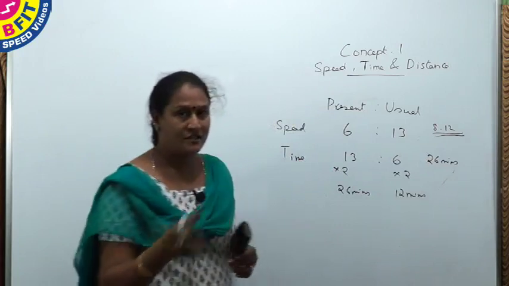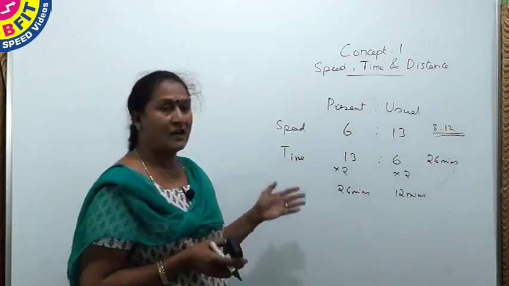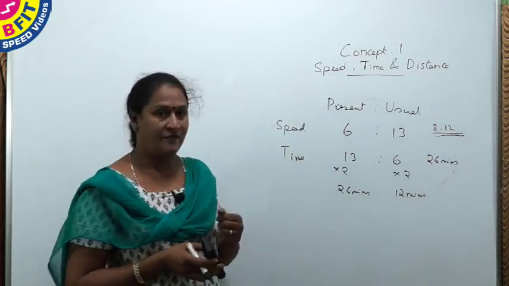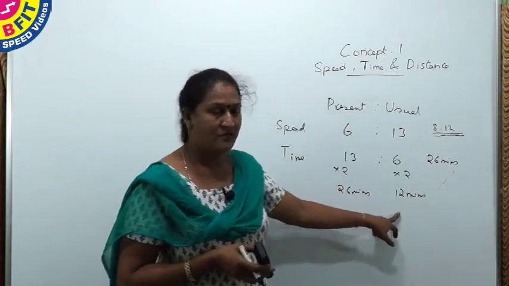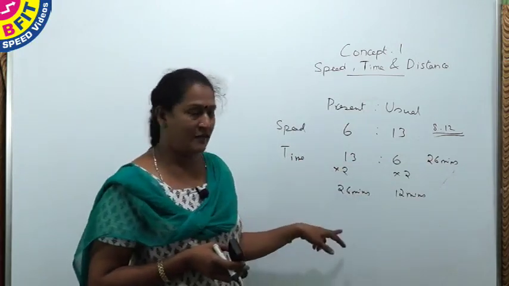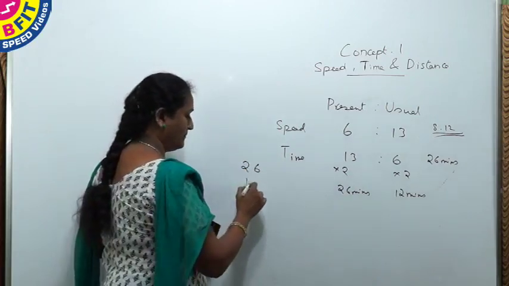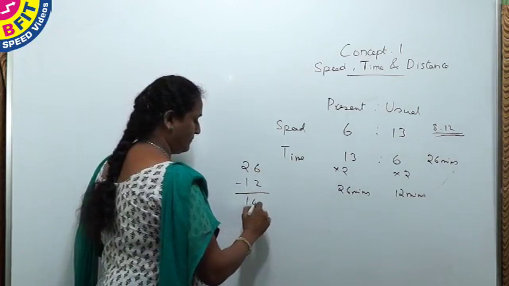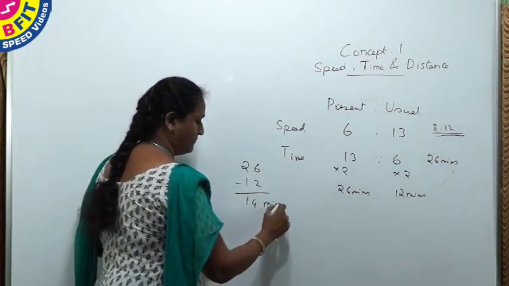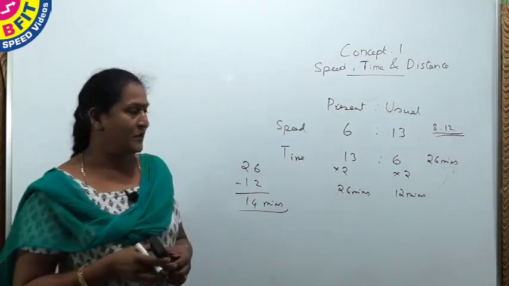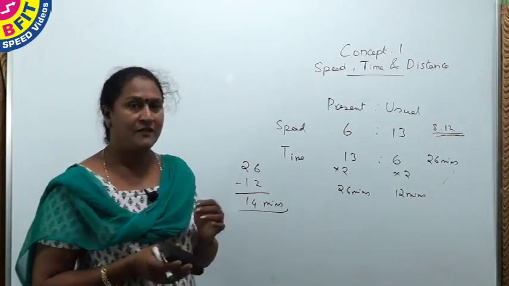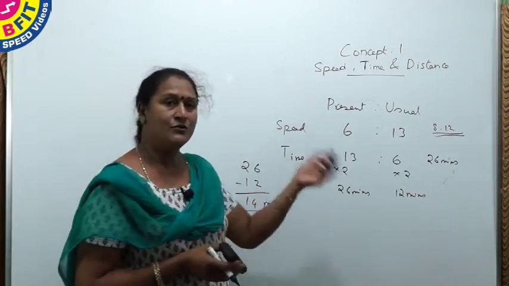But it has reached at 8:26. So now we are asked to find what is the time it would have saved. Instead of taking 12 minutes, the train has taken 26 minutes. So what is the difference in timings? The difference in timings is 14 minutes. So it would have saved 14 minutes with the usual speed.